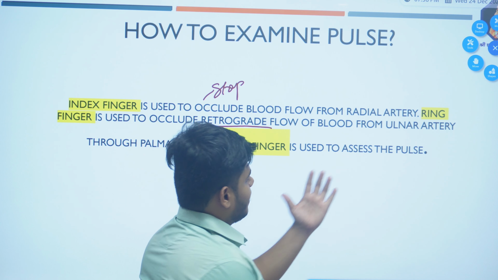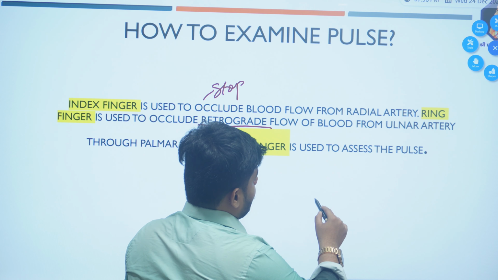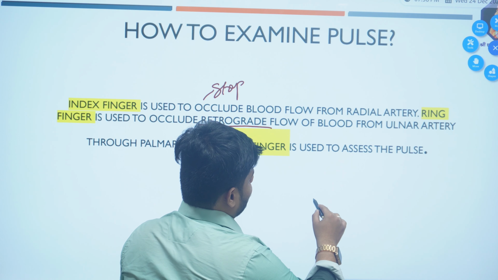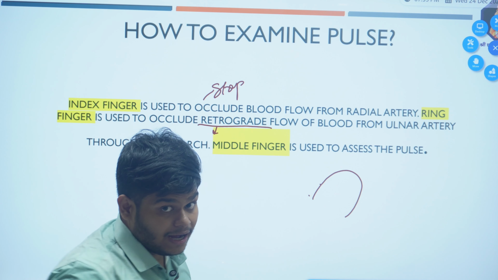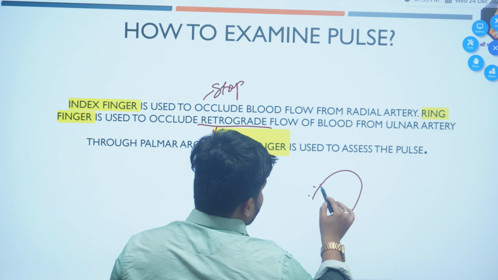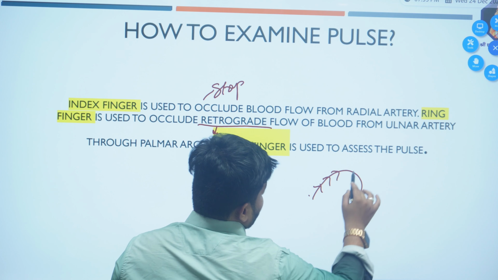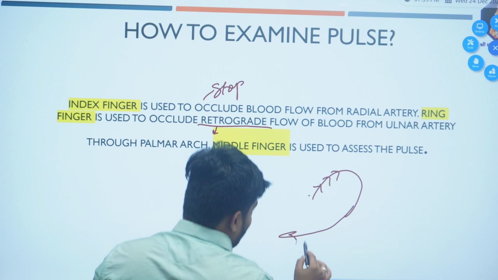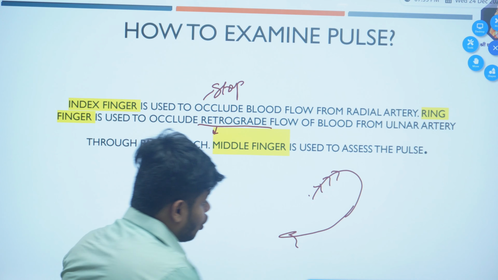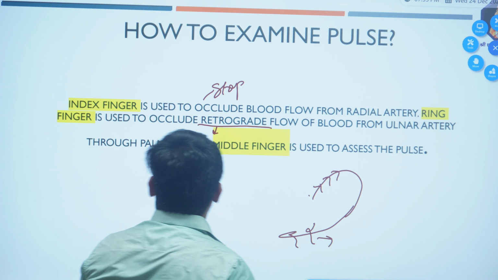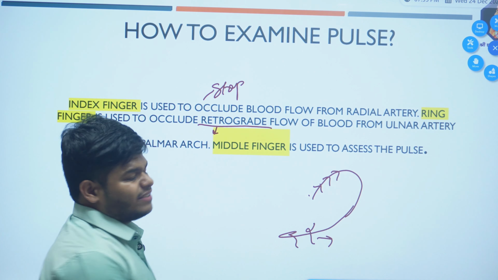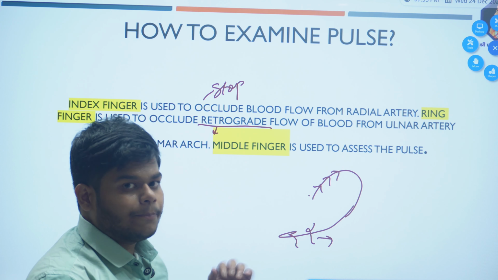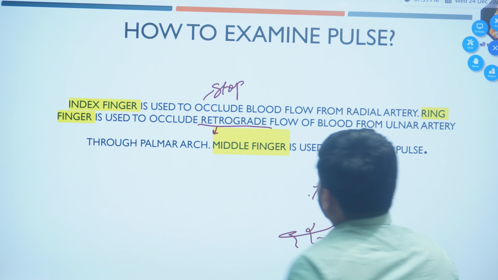Now this is the hand, right? So in that hand, one artery comes which forms the arch between the radial and ulnar sides. So this is radial, it is coming from radial, we occlude this, but when it comes and goes back again, we have to stop this flow also, and that work is done by the ring finger, right? And the middle finger is used to assess the pressure, to feel the pressure, right? It's very easy.